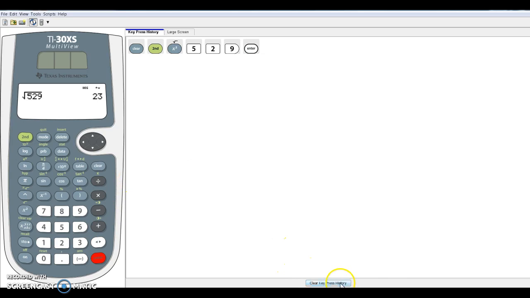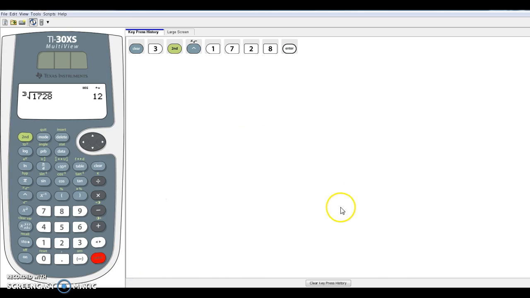Okay, let's do a different root. Let's clear this out. And this time we're going to do the cube root. Okay, to do the cube root, you would do the 3 first, then the second, and this time we're going to do the up arrow. And we're going to put in our number, 1,728. And then we're going to enter. And notice that that is going to give us the answer of 12.